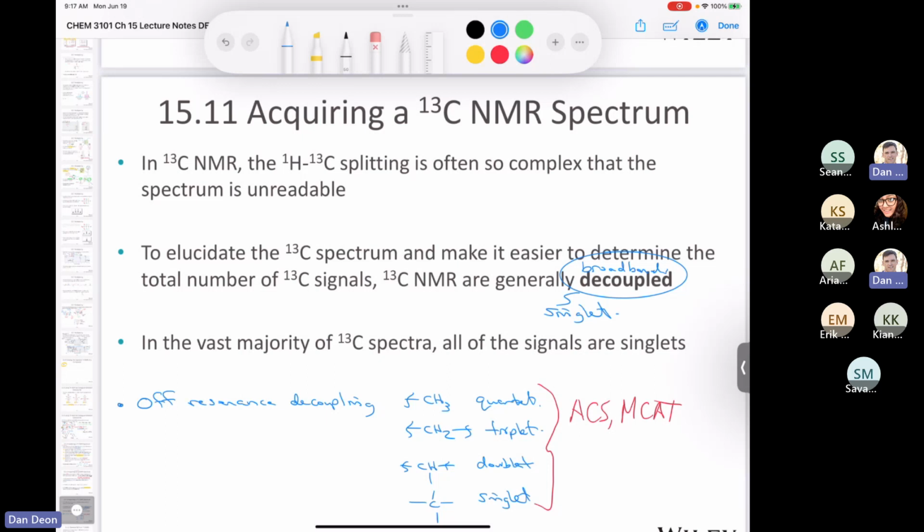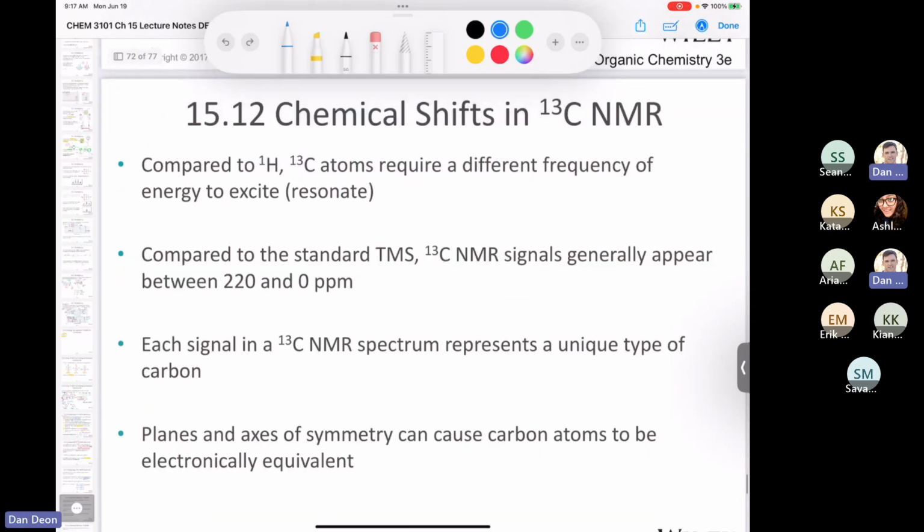But again, if you're wondering, well, why don't we do this all the time? Then you could always tell what a quartet or what a methyl is and what's a methylene, et cetera. The reason why is because it's usually very difficult. It's usually unreadable, okay? So for the vast majority of spectra, we run broadband decoupled experiments, and we get only singlets. All right.